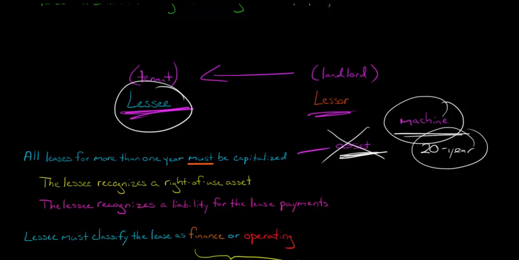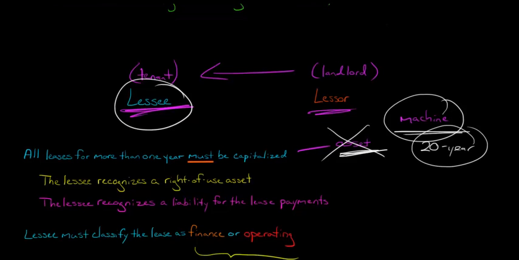That being said, even though we've changed it so that if it's more than 1 year it has to be a capital lease, we still have a situation where we have to classify the lease. The lessee has to determine, is this a finance lease or is it an operating lease?